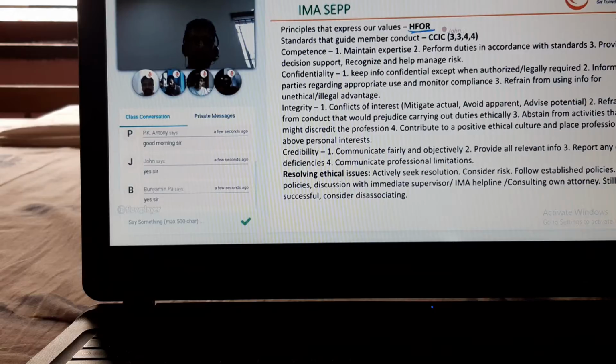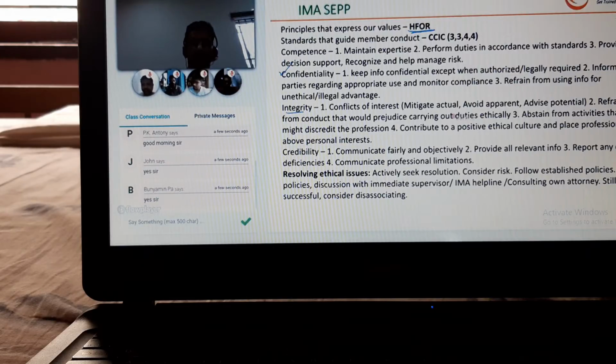But when it comes to using information for personal advantage, it is more of integrity. Then integrity: conflict of interest is the first point which should come to your mind. Mitigate actual conflict of interest. You should avoid apparent conflict of interest. Apparent conflict of interest means there is no actual conflict, but it appears to others that there is one. And you should communicate with others to avoid that kind of confusion. You should advise the parties concerned of any potential conflict of interest.